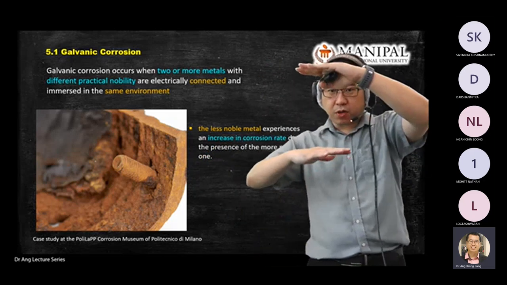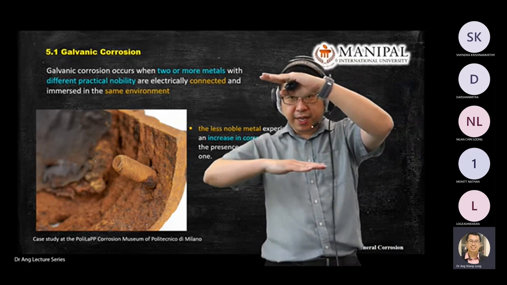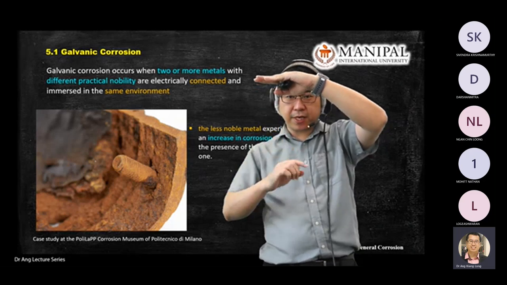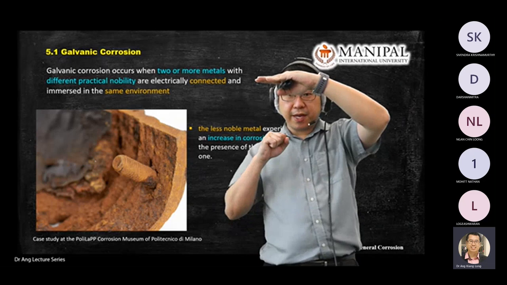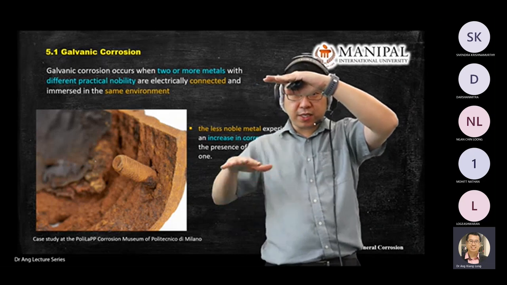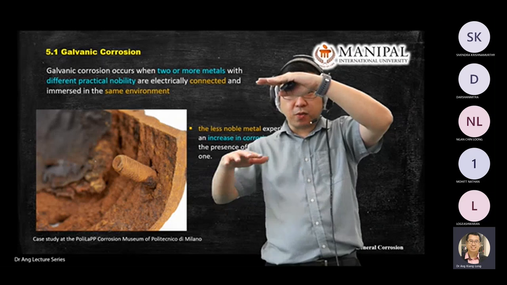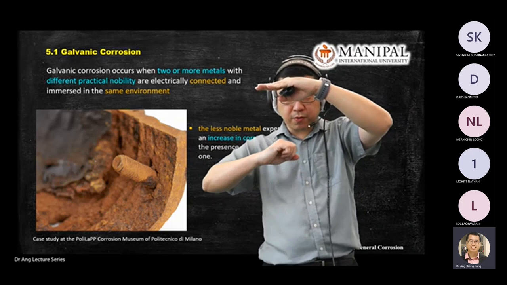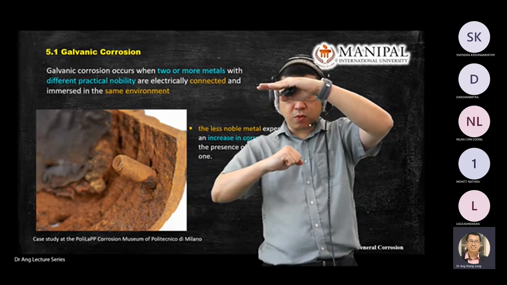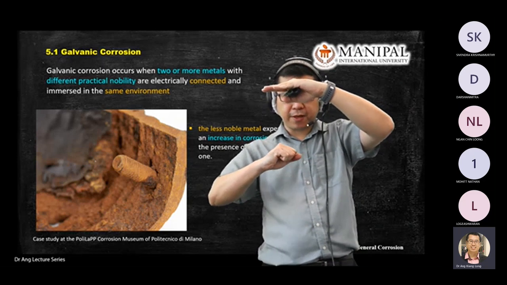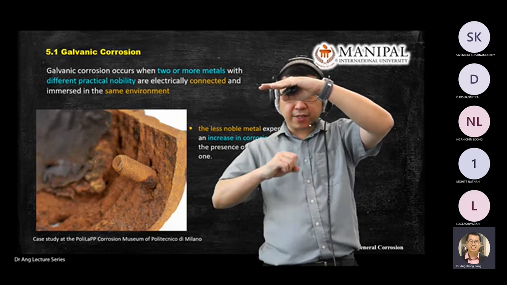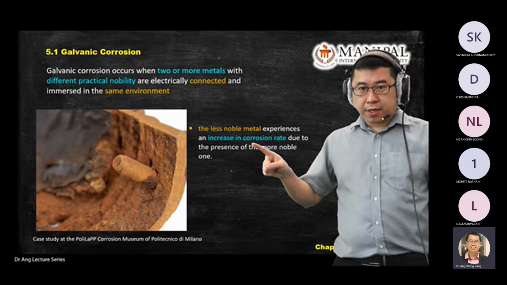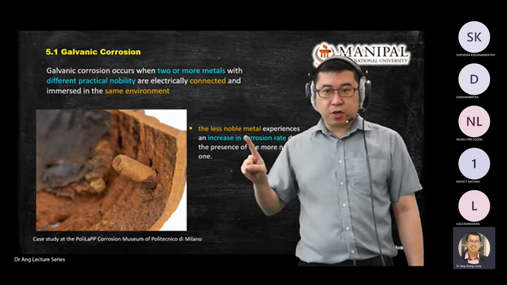Okay, so the lower one will contribute negative charges to the higher noble metals here. When it contributes, it sacrifices itself and becomes charges. So this one we call the one that is experiencing the corrosion. The lower noble one will experience corrosion. So this is the one that we focus on in this chapter: the lower one that contributes electrons and sacrifices itself. Those at the lower level contribute to the corrosion rate.